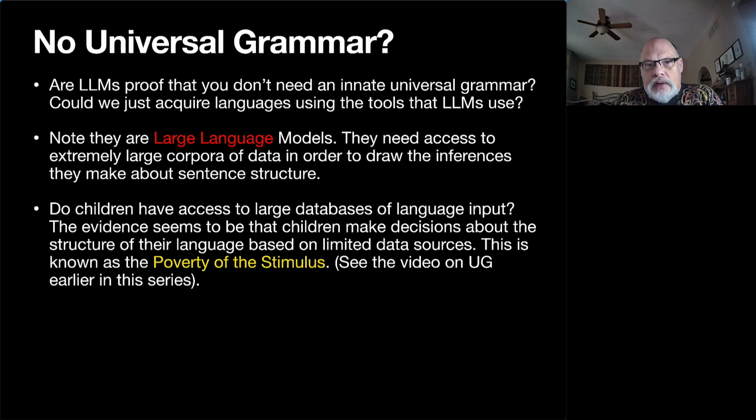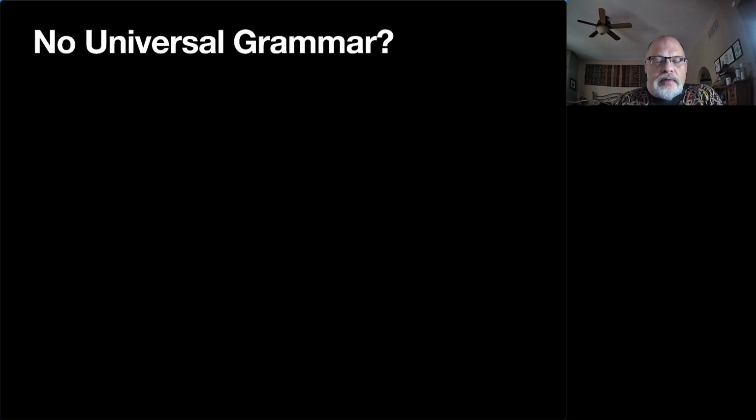This phenomenon, where children can determine their grammar based on very small amounts of data, is known as the poverty of the stimulus. And it's taken as one of the standard arguments that you need access to universal grammar to constrain the range of grammatical systems that the child considers. So it simply is the case that children don't have access to the same tools that LLMs do. So it follows then that they may not use the same tools to acquire their sentence structure.